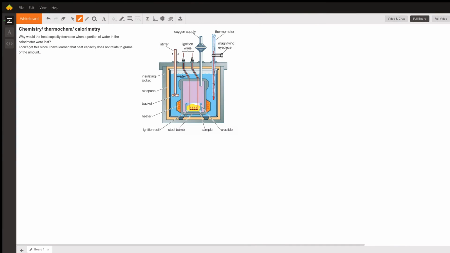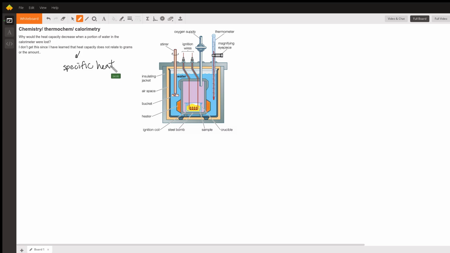So the first thing we have to address in your question is that you've got a slight misconception. There's a bit of confusion, and it's not really your fault. It's just that terminology in chemistry can sometimes be confusing. So we have to tease out the difference between heat capacity versus specific heat capacity, or just specific heat. Specific heat does relate to the number of grams of a substance, okay? And heat capacity does not.